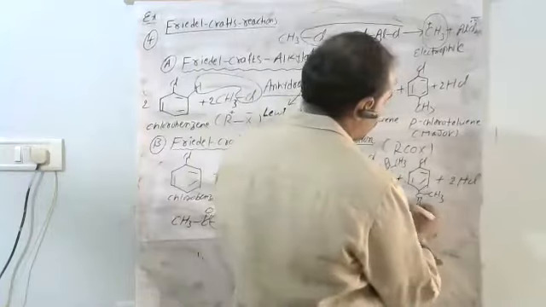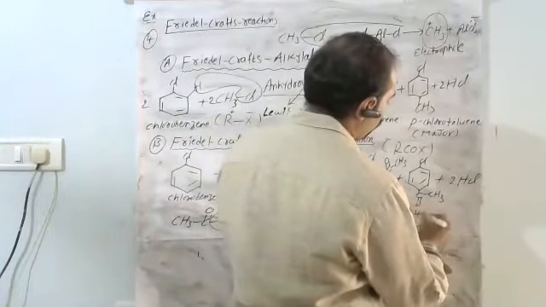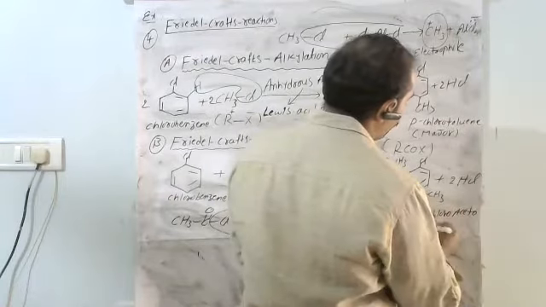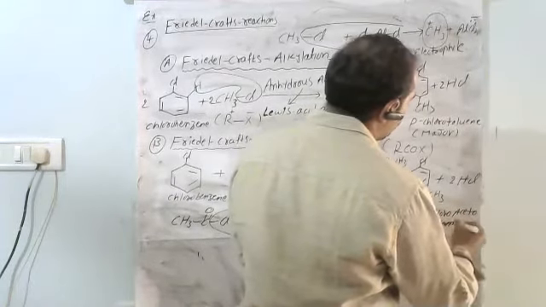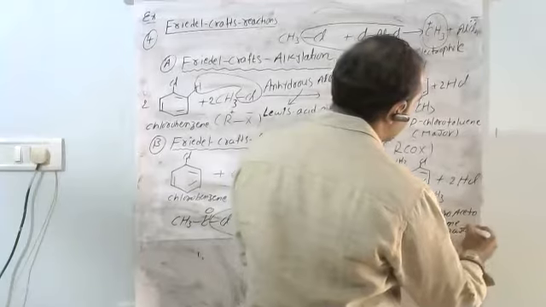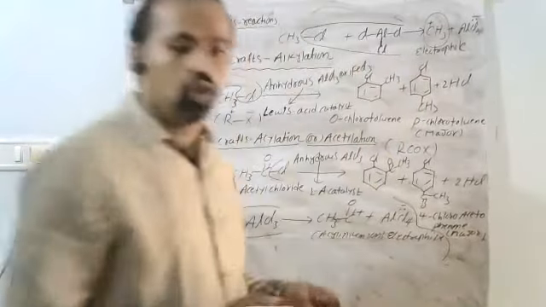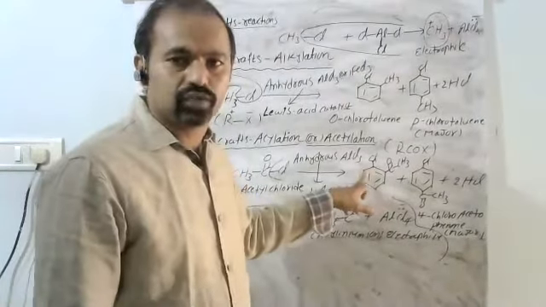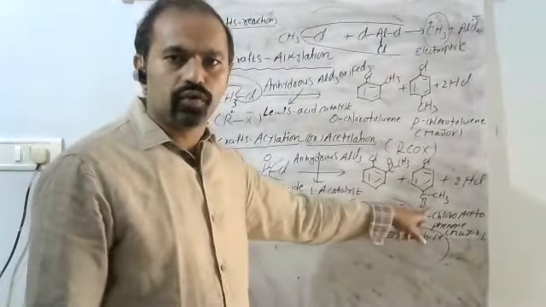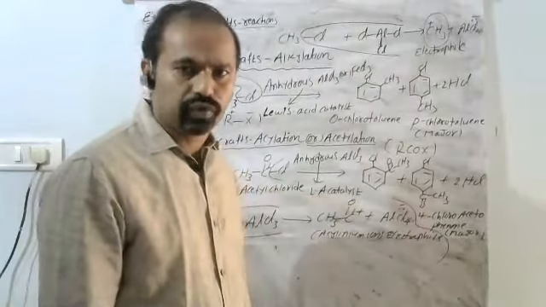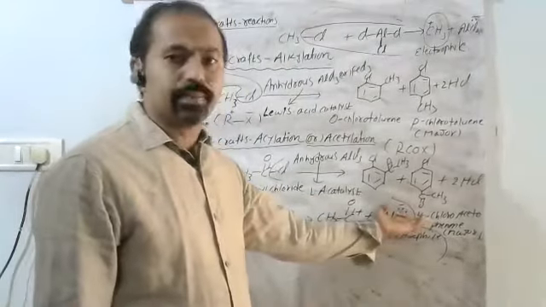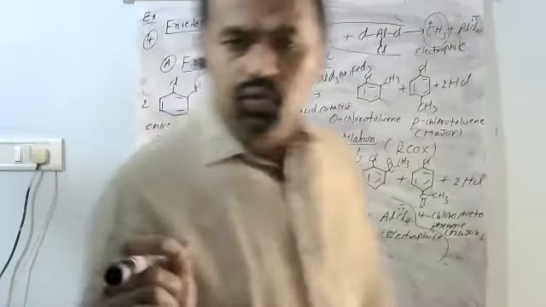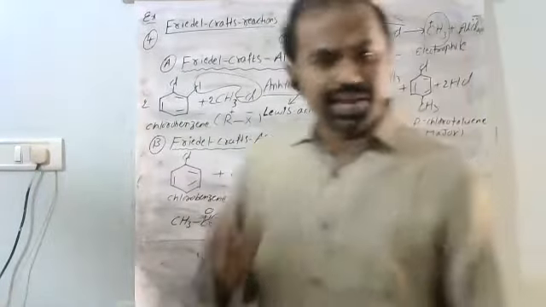So what are the names of these? 4-chloroacetophenone is the major product. The other one is 2-chloroacetophenone. According to the rule, 4-chloroacetophenone is the major product. These are all important electrophilic substitution reactions.